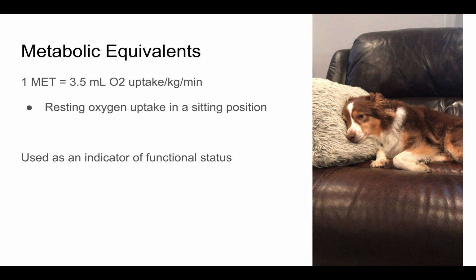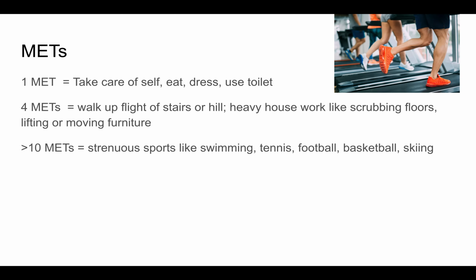So talking about METs, or metabolic equivalents, this is something we use in the preoperative workup to evaluate patients and their functional status. So 1 MET is equal to 3.5 milliliters of O2 uptake per kilogram per minute. Essentially it's resting oxygen uptake in a sitting position, as clearly Reese is demonstrating for us here. Like I said, it's used as an indicator of functional status for patients. So 1 MET is being able to essentially just take care of yourself, eat, dress, use the toilet. Being able to do any of those functions is equivalent to 1 MET.